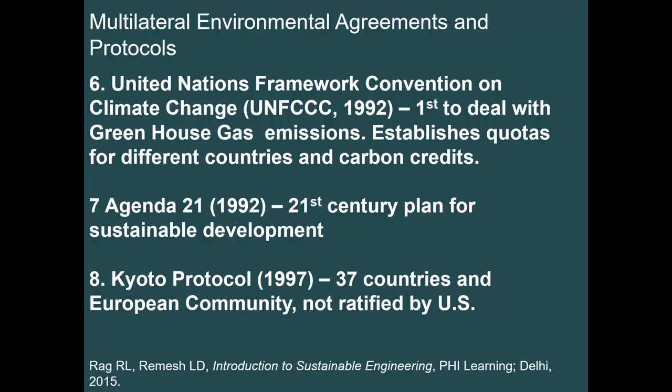The Kyoto Protocol in 1997 was one of the largest treaties signed among countries. 37 countries and the European Community, which was the forerunner to the European Union, ratified this protocol. The U.S. was a signatory to it, but it was not ratified. Congress never ratified it, partly because it set higher standards for established countries than it did for developing countries.